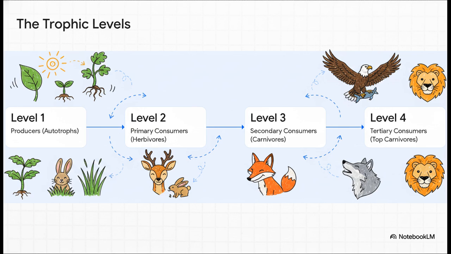The first trophic level is always the producers, so the plants. The second trophic level will be the primary consumers. These are the herbivores that eat the plants. The third trophic level has the secondary consumers, the carnivores that eat the herbivores. And sometimes there's a fourth trophic level with the tertiary consumers, which are the top carnivores.